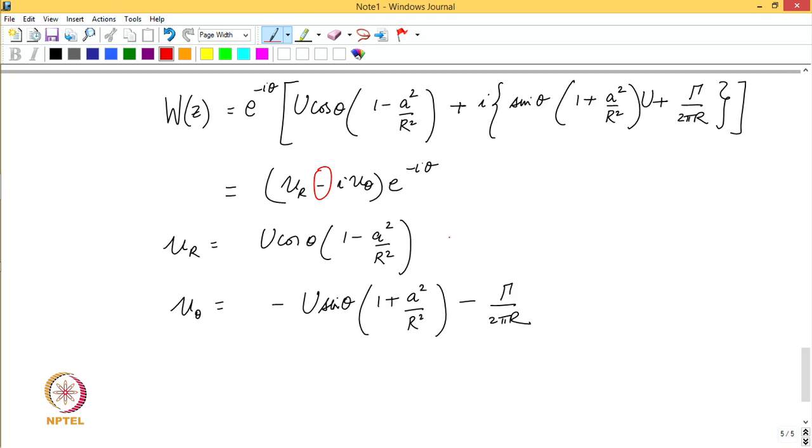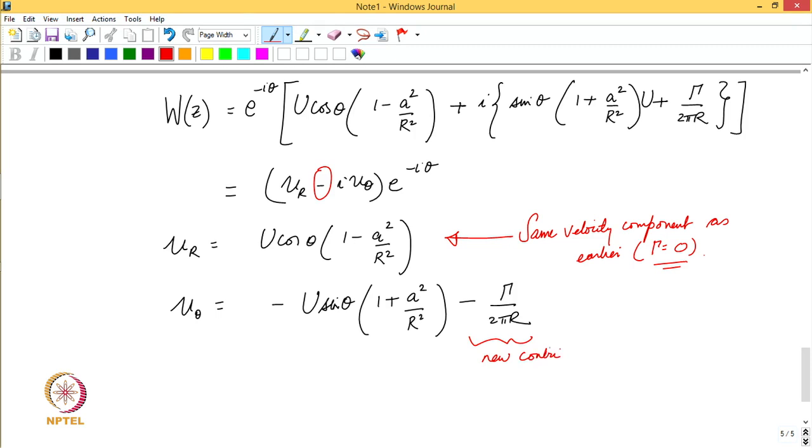Now, some things you should notice are that first of all, this is the same velocity component as earlier, which was when we had no circulation, right, when gamma was 0 or gamma was not there, we got this as the velocity component. In u theta now, we have this as a new contribution because of rotation, okay, because of a free vortex which adds circulation to the flow.